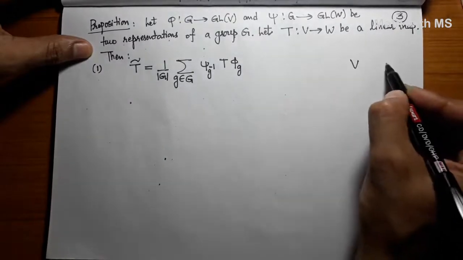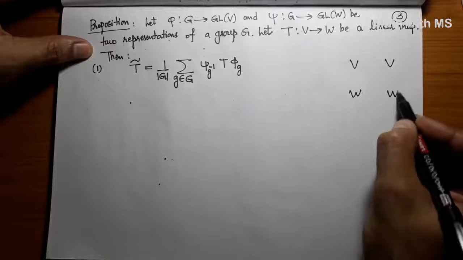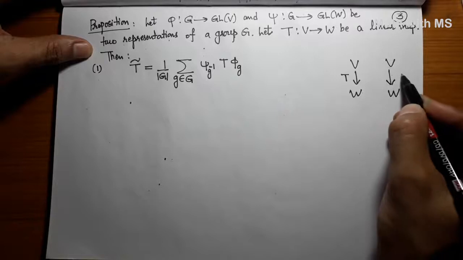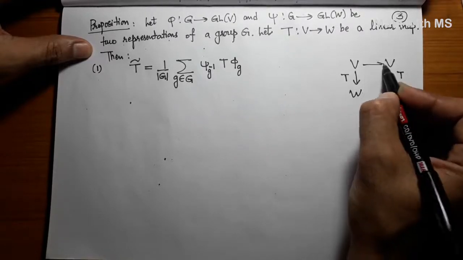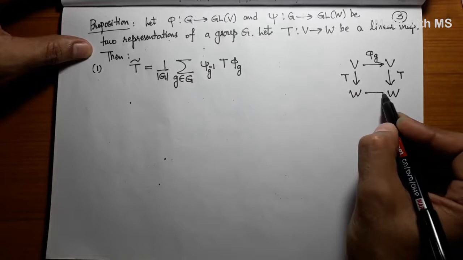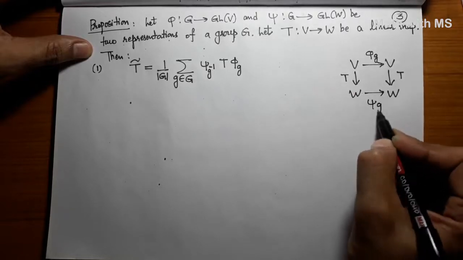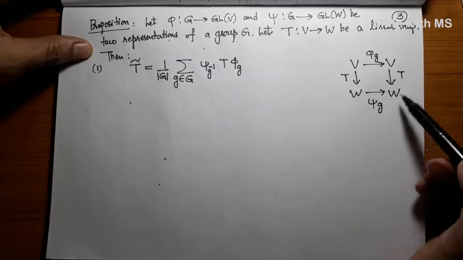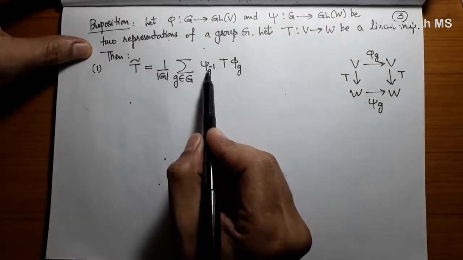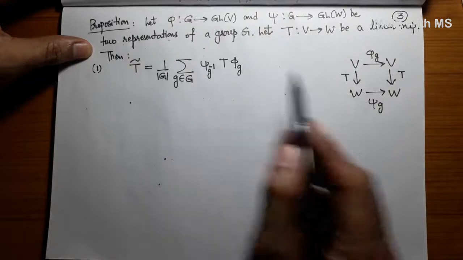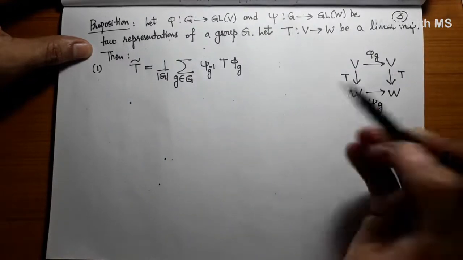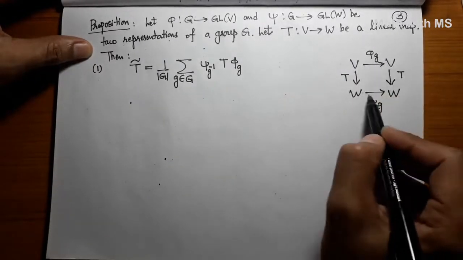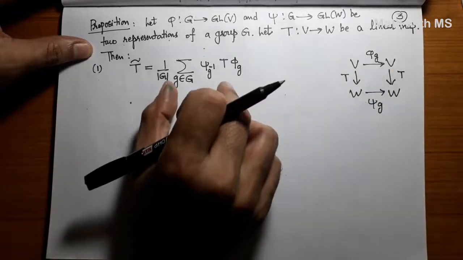So you have V here, you have W here, and T is from V to W. So here is your T, and for each group element you have phi sub G, and for each group element you have psi sub G. So what is this sum? You go by phi G, apply T, and then psi G inverse. Remember that psi is a homomorphism, so psi of G inverse is psi G whole inverse. Because I am not given that T is a morphism, I don't know whether going this way is the same as T. That's why this could be different from T.